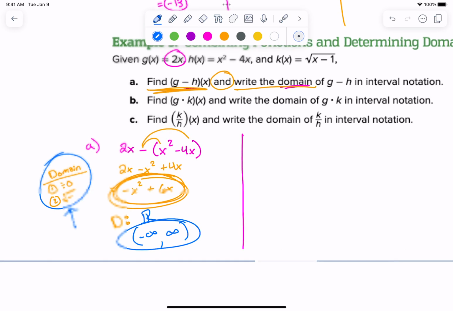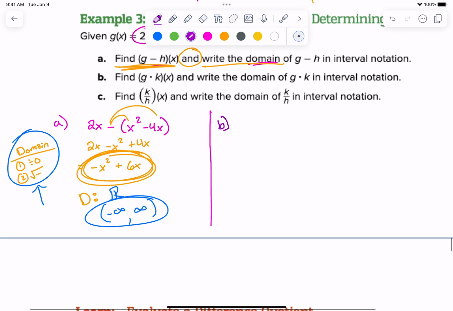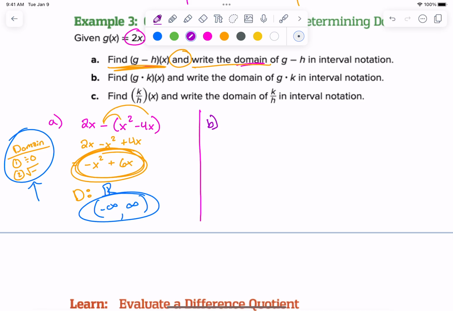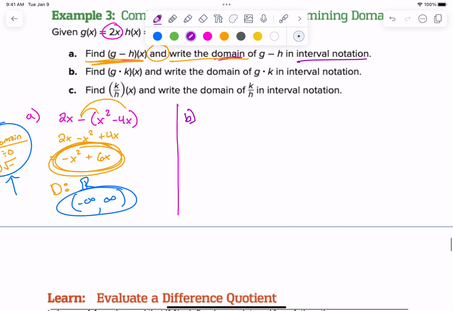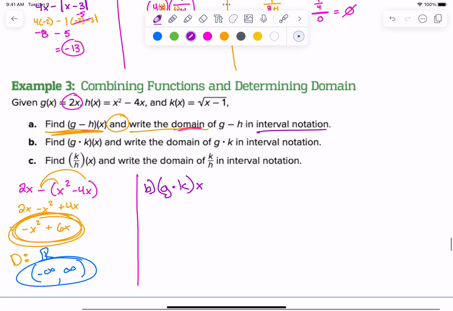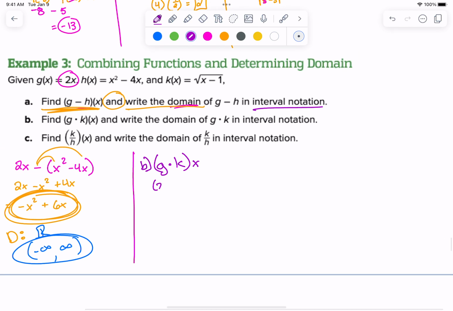Beautiful. So for B, the domain is all reals, or negative infinity to positive infinity, because they want it in interval notation. Okay? All right, B. What operation are we doing in B? Times. G times K of x. So we're finding that first. G is 2x times the square root of x minus 1.